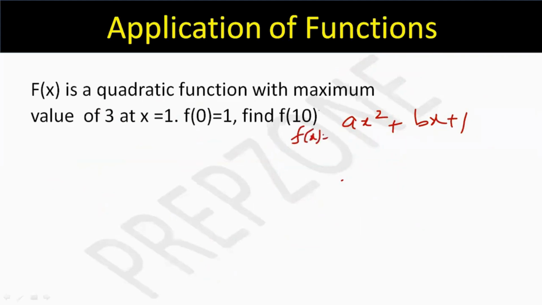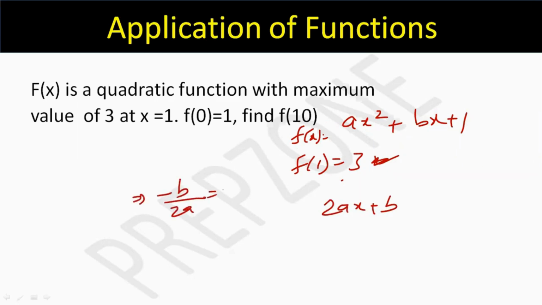Then f of 1 equal to 3, which means a plus b plus 1 equal to 3. Correct. And also, if we differentiate it, 2ax plus b would be equal to 0 at x equal to 1. Correct. So we would get A and B. So we would get the quadratic equation as well.